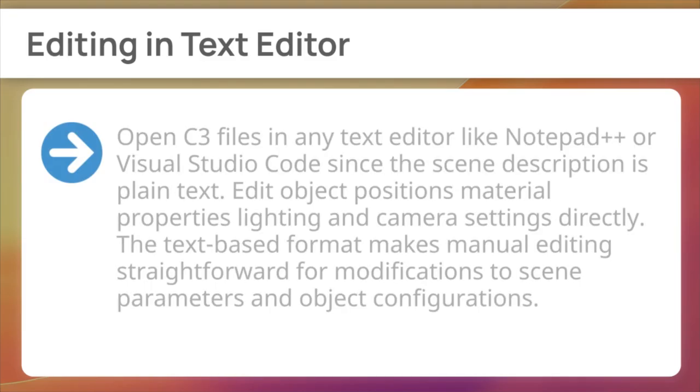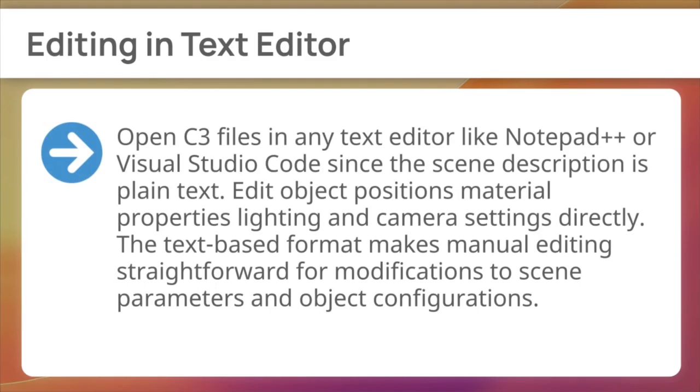Next, editing in a text editor. Open C3 files in any text editor like Notepad++ or Visual Studio Code, since the scene description is plain text. Edit object positions, material properties, lighting, and camera settings directly. The text-based format makes manual editing straightforward for modifications to scene parameters and object configurations.